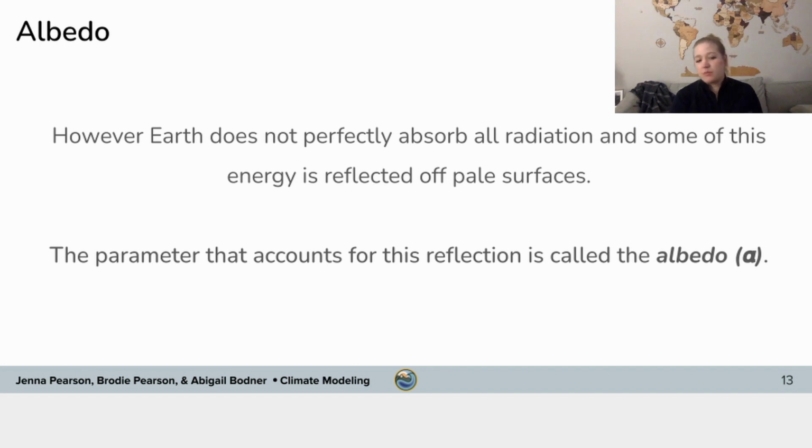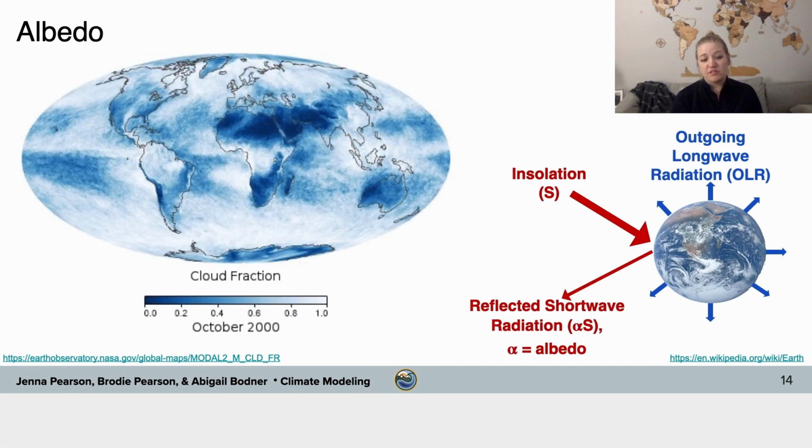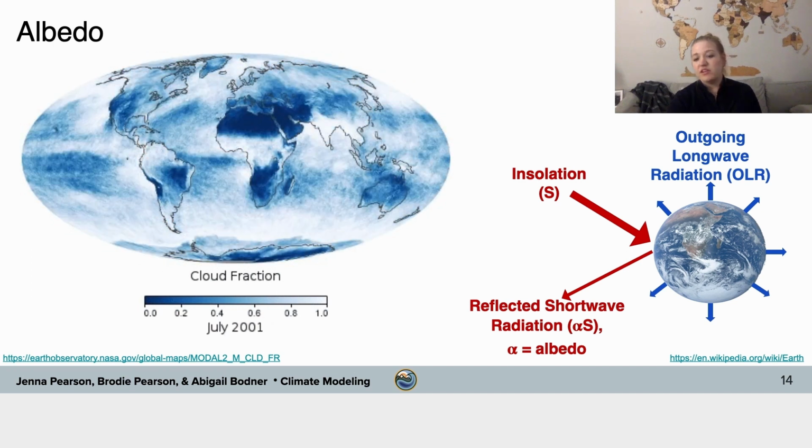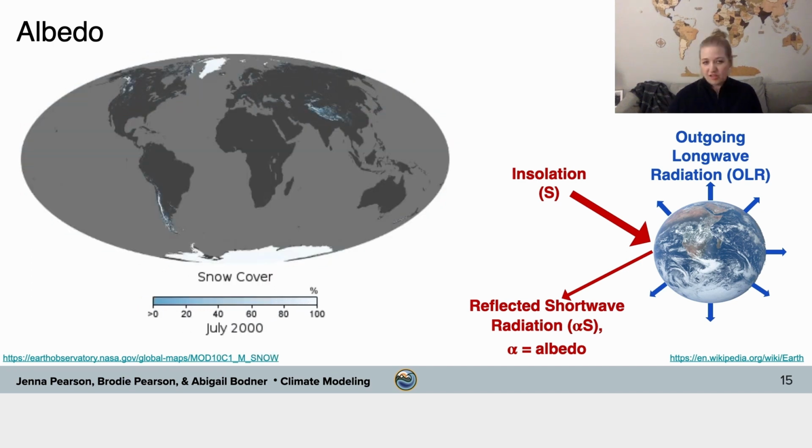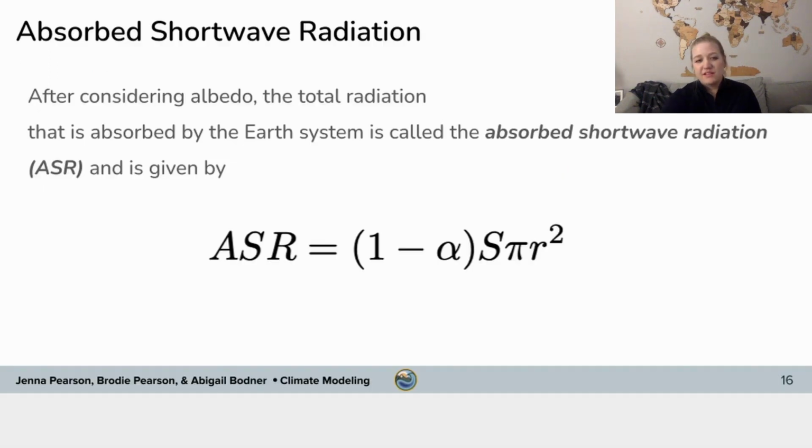However, Earth does not perfectly absorb all radiation that makes it here, and some of this energy is reflected off pale surfaces. The parameter that accounts for this reflection is called the Planetary Albedo, and some examples of highly dynamic and reflective surfaces include clouds in the atmosphere, as well as ice and snow in the high latitudes. We can take this albedo into account by subtracting the reflected portion from the incoming solar radiation, and the result is radiation that's absorbed somewhere in the Earth system, and it's fittingly called the absorbed shortwave radiation.